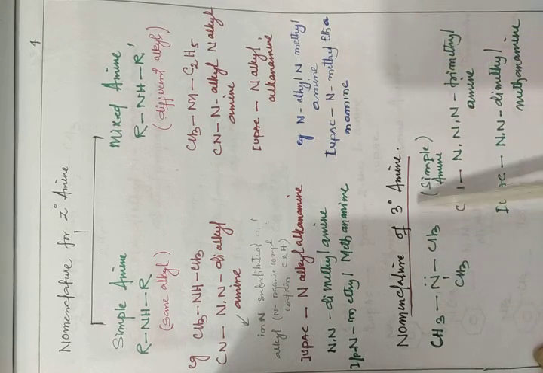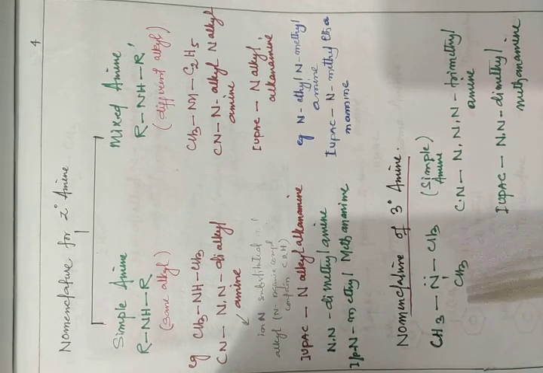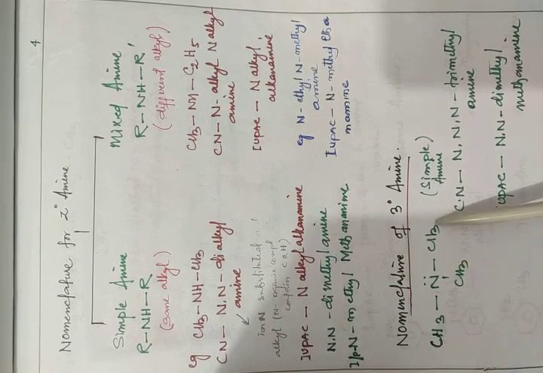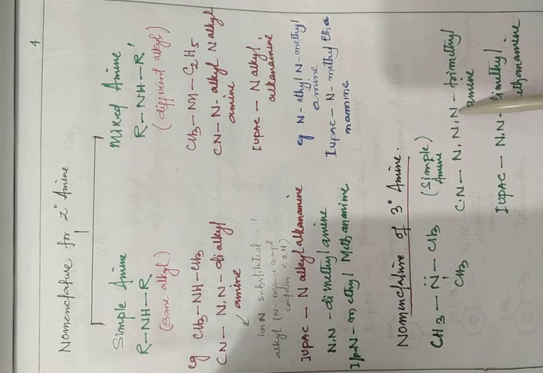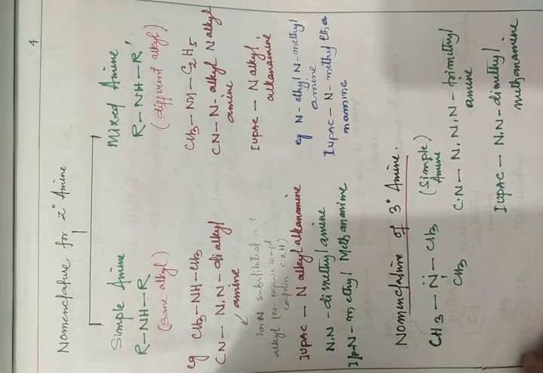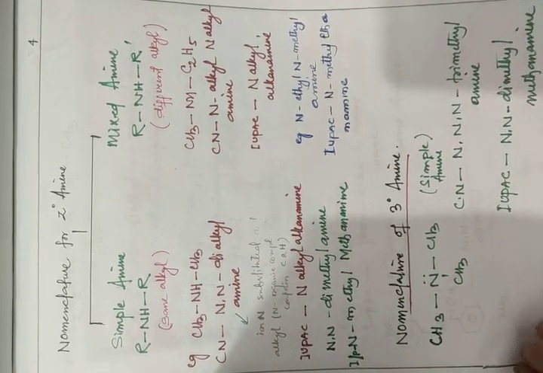Now here 3 degree nomenclature: CH3 is on the nitrogen, so this is simple only, and then here 3 methyl groups are on the nitrogen. So trimethylamine. So this is the common name. In IUPAC name, N,N-dimethylmethanamine. We will give the name in IUPAC.